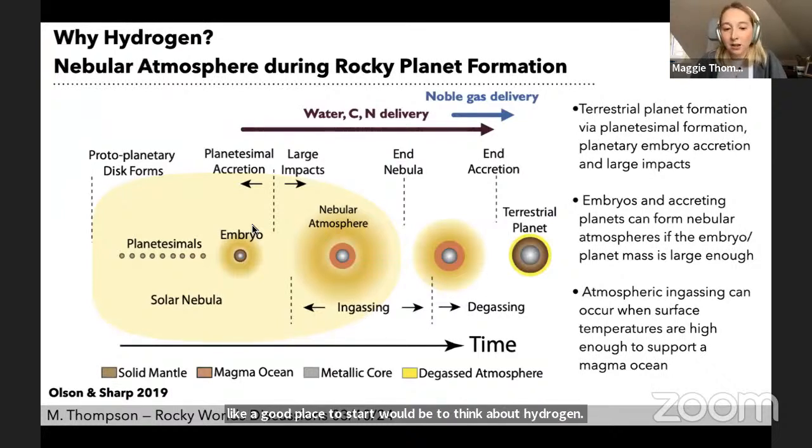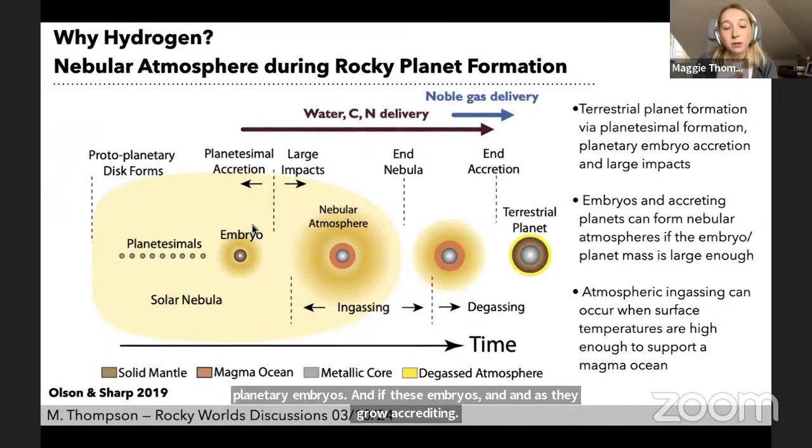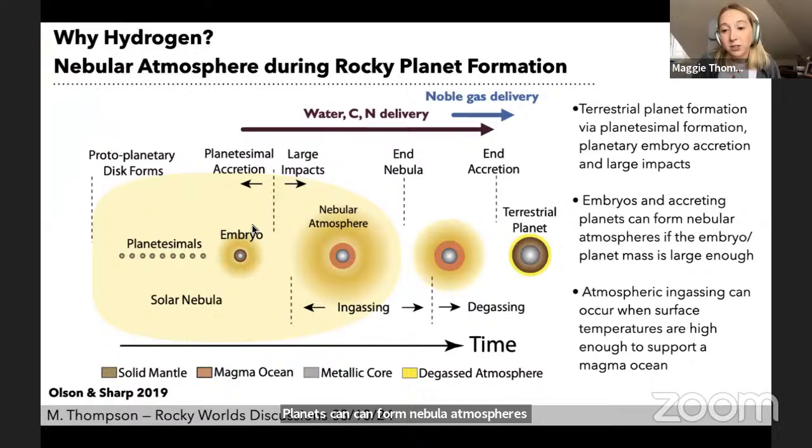And I'd like to take a few moments just to motivate why we want to think about hydrogen and why its solubility for rocky planets can be important. If we think about terrestrial planet formation in the planetesimal accretion scenario, we have planetesimals accreting to form planetary embryos. As they grow, accreting planets can form nebular atmospheres, which is possible if their planetary mass is large enough.